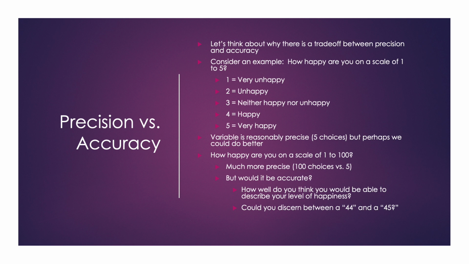So if I asked you, how happy are you on a scale of 1 to 100, 1 being very unhappy and 100 being extremely happy, this is much more precise, but would it be accurate? How well do you think you'd be able to describe your level of happiness on this scale? Would you even be able to discern the difference between a 44 and a 45? This is the trade-off between precision and accuracy that you have to watch when you are creating measures for your variables.